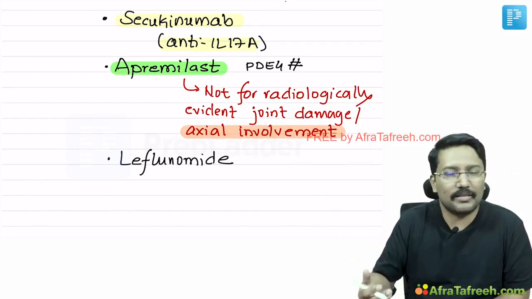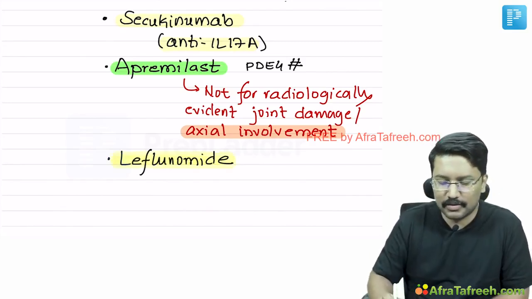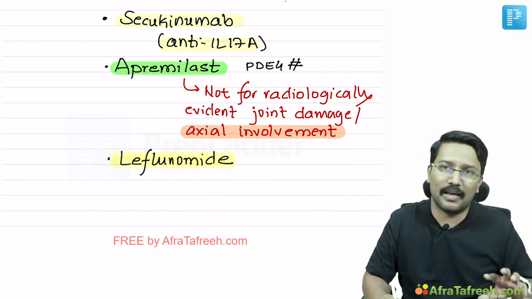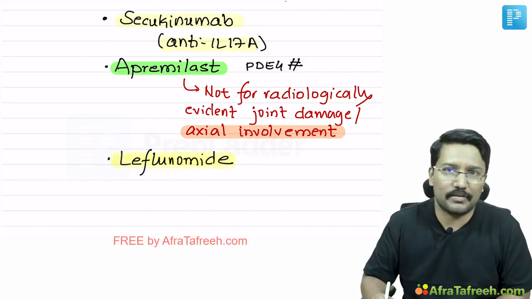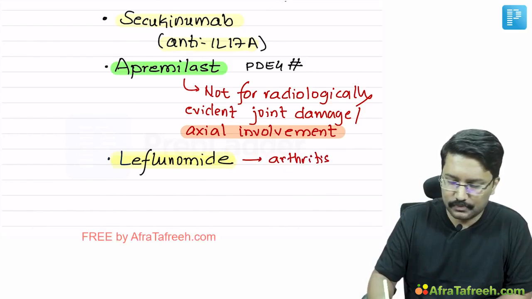Okay. The last drug that can be found helpful is leflunomide. Right? So leflunomide is also useful in both axial as well as peripheral arthritic variants. Right? So this is more useful for management of arthritis rather than the skin changes.